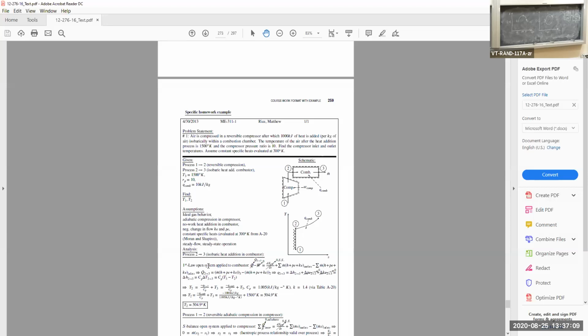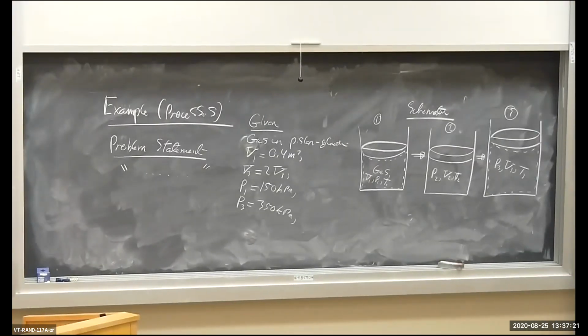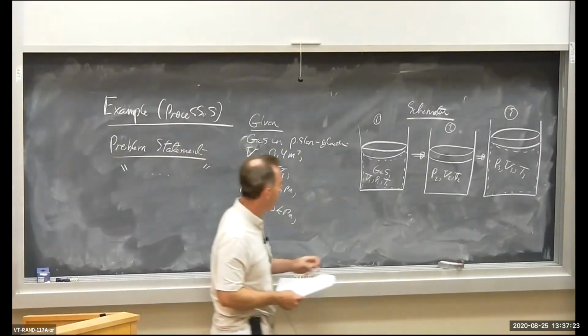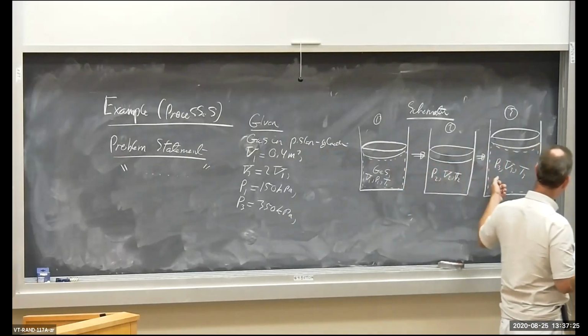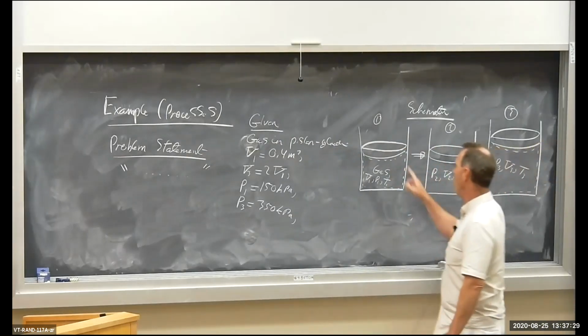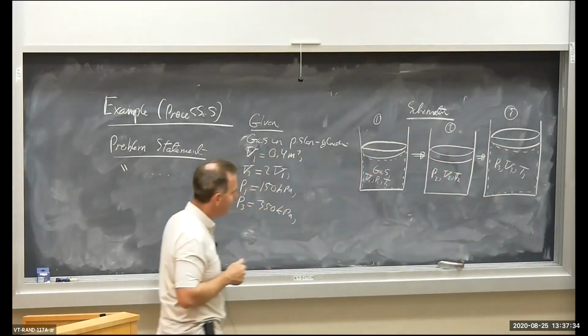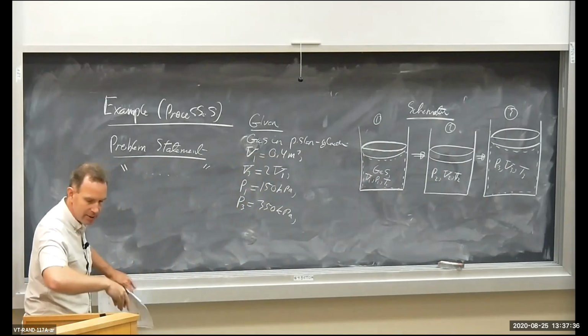Now, what are the processes? Oh, sorry. Let me stop sharing here. Sorry about that. Getting ahead of myself. Okay, so we have a piston cylinder device. It goes through 3 states. State 1 to state 2, and then to state 3. It's a gas or something in a piston cylinder device. Sorry about that.